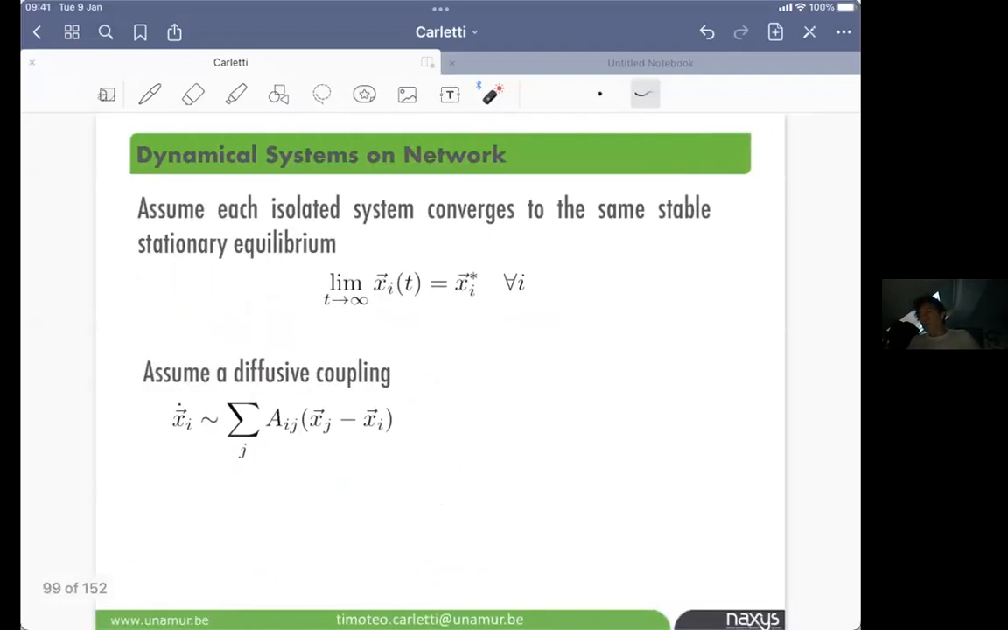Okay, so let me start with a simple example of the two. So I assume that once you have the isolated system, all the nodes converge to the same stationary number. So if there is no network, everything goes to the same constant, this x star i for all i. Okay, and I assume this diffusive-like coupling. What does diffusive-like mean? If you remember a bit of physics, there is this Fick's law that tells you that the diffusion is such that you equilibrate the concentration of the two nodes.